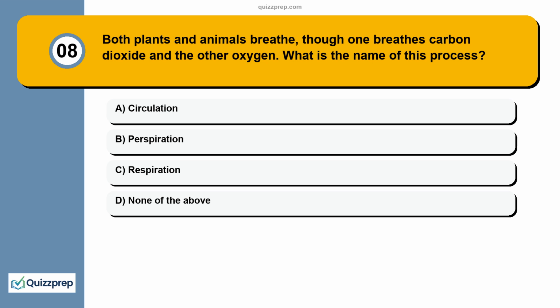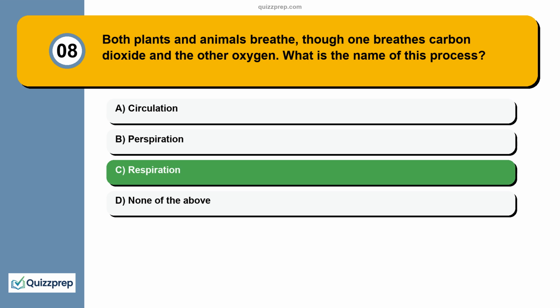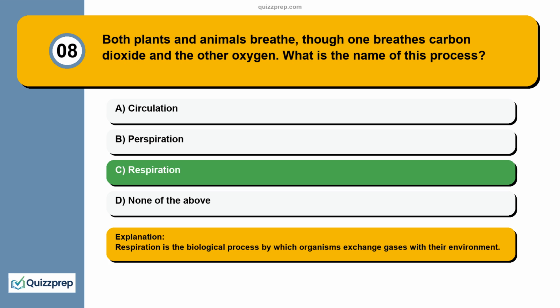Question 8. Both plants and animals breathe, though one breathes carbon dioxide and the other oxygen. What is the name of this process? Circulation, perspiration, respiration, none of the above. Respiration is the biological process by which organisms exchange gases with their environment.